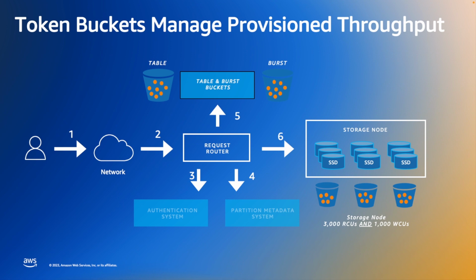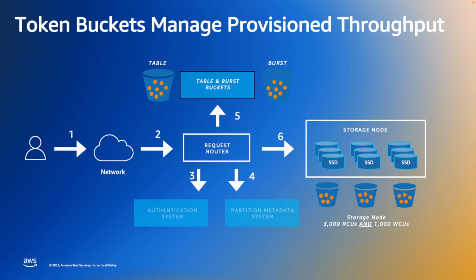Now, step by step, here's how it actually goes. That was the theory of it. Let's talk about the request path. DynamoDB clients are going to send requests to the DynamoDB API endpoint in step 1. Step 2, this request is going to get routed to one of the many request routers in the region. Step 3, before the request gets handled, DynamoDB makes sure the permissions are in place to perform the request. Step 4, the request router needs to find the correct storage nodes relevant to the partition of the request by querying the partition metadata system.